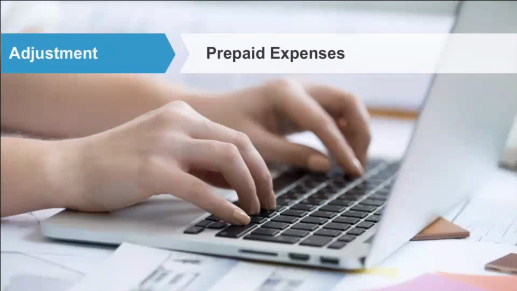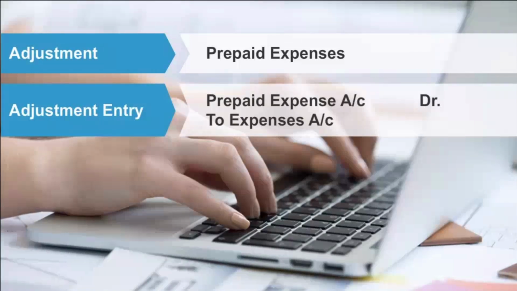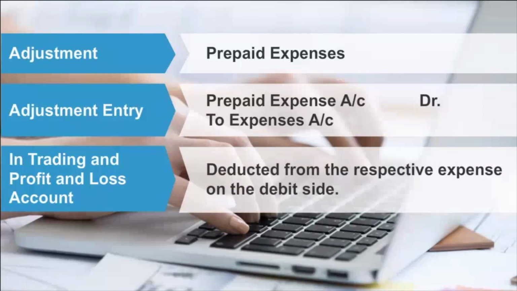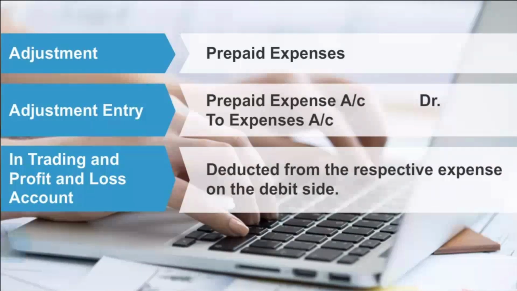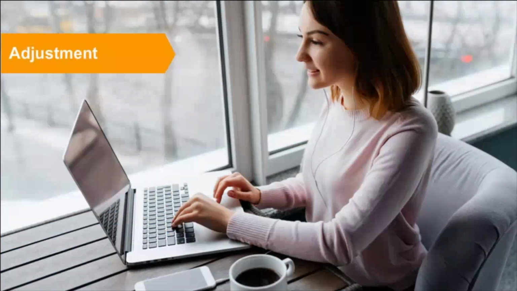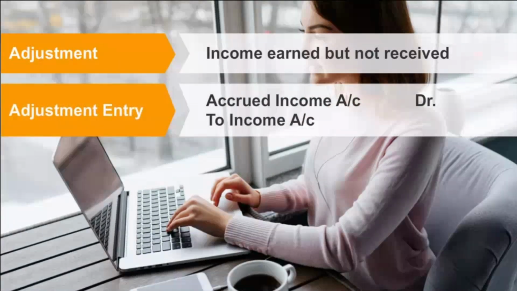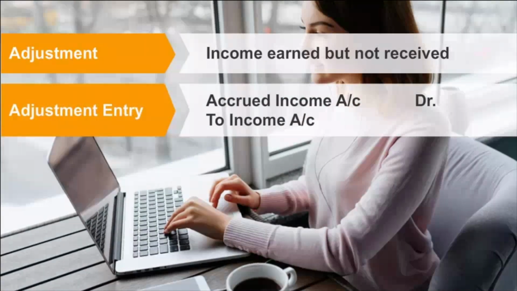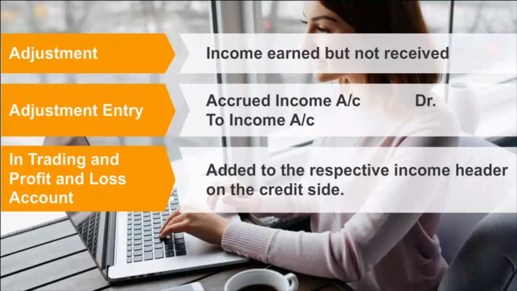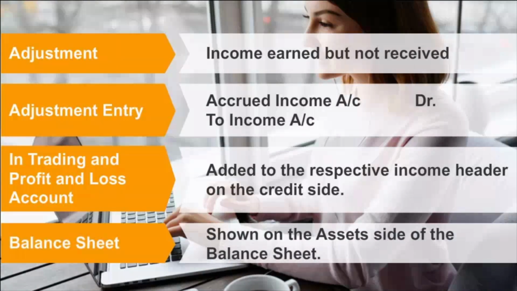Adjustment: prepaid expenses. Adjustment entry: prepaid expense account debited to expense account. In trading and profit and loss account, deducted from the respective expense on the debit side. Balance sheet: shown on the asset side. Adjustment: income earned but not received. Adjustment entry: accrued income account debited to income account. In trading and profit and loss account, added to the respective income header on the credit side. Balance sheet: shown on the asset side.